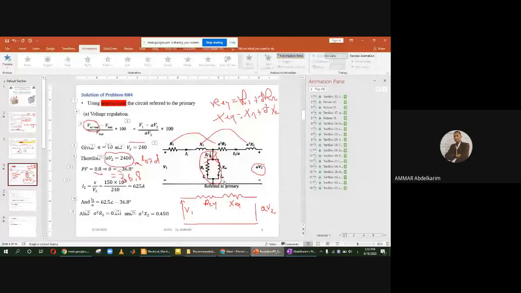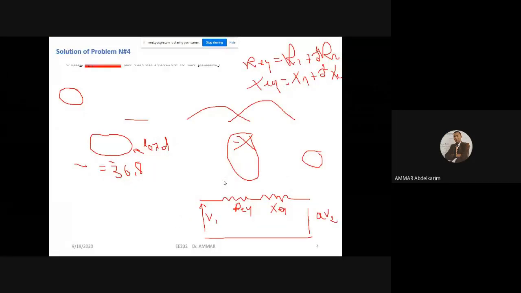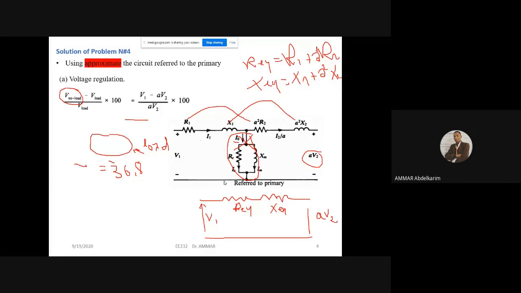Okay, so here we said we have the voltage across the load, which is V2 equals 240, and when it gets referred to the primary it equals 2,400. The power factor is lagging, that's why we choose a negative angle.